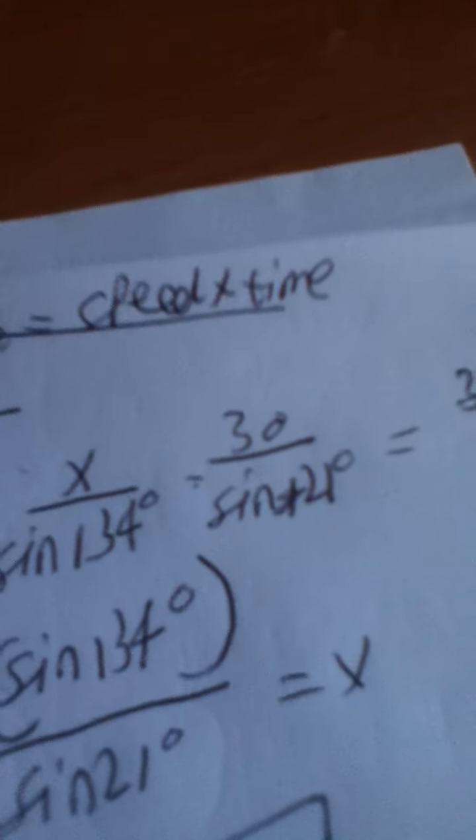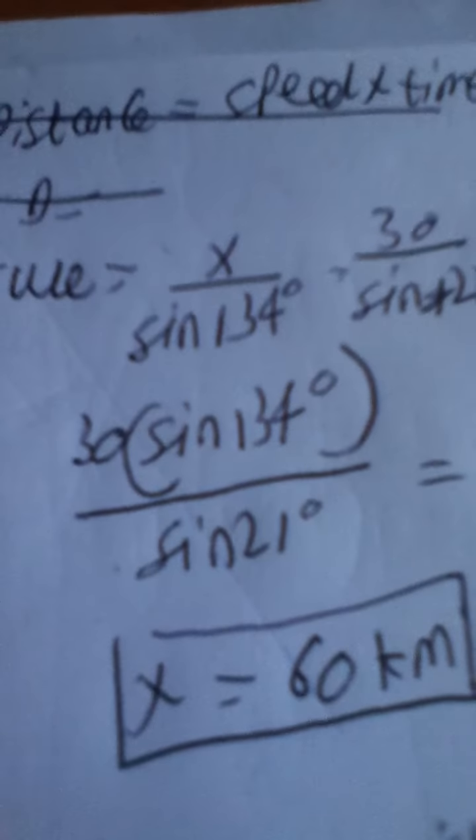So if you do the sine rule, x over sine 134 equals 30 over sine 21. So 30 by sine 134 over sine 21 equals x. So x, correct to the nearest kilometre, is 60 kilometres.